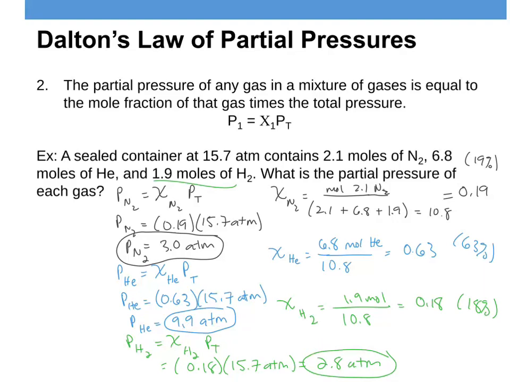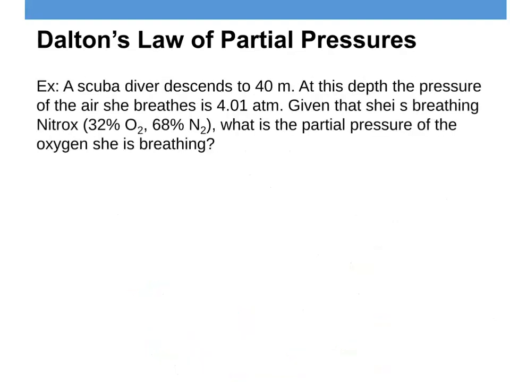And sure enough, you should always double check. If I add them all back up, if I add the 3 plus 9.9 plus 2.8, it equals 15.7. So that's how all of those pressures combine to give me that total of 15.7. Now I want you to pause and take a crack at this one. Similar type of question with a little less work, but pause, see if you can figure out the mole fraction, right? You're going to have to convert your percentage into a mole fraction, which is very straightforward, and then solve this.